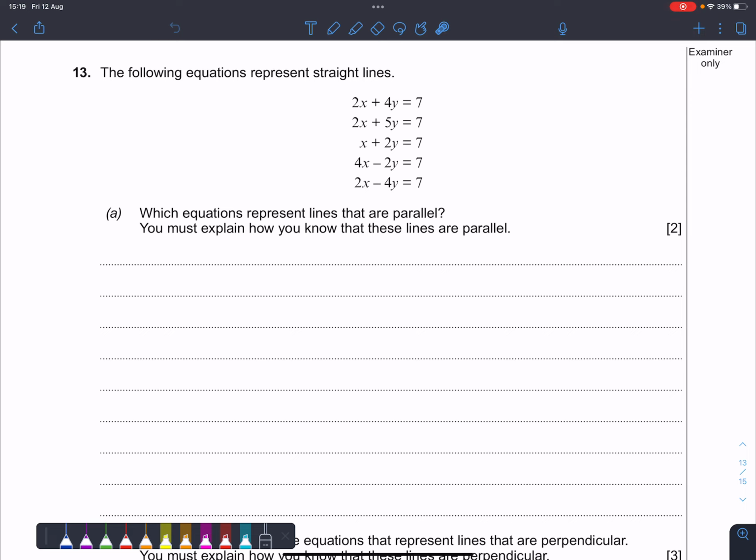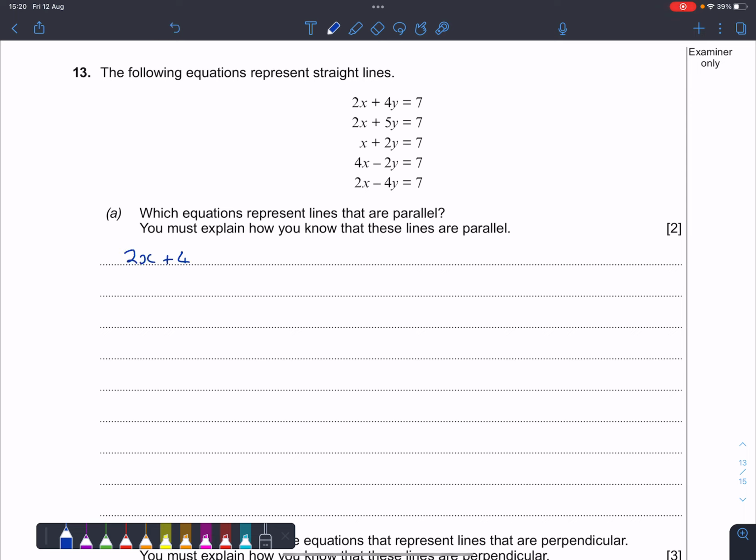So the easiest way to check whether lines are parallel is to put them in y equals mx plus c form. So make y the subject. And then check the gradients, because any pair of parallel lines will have the same gradient. So let's take each equation in turn.